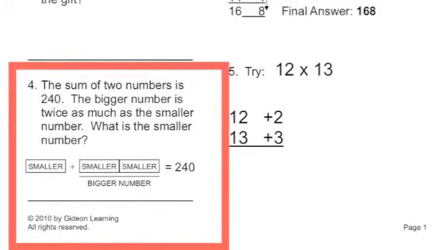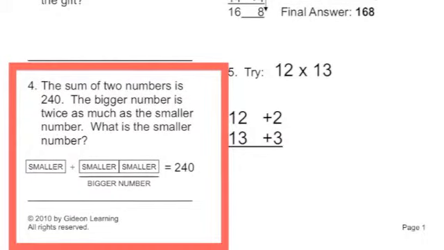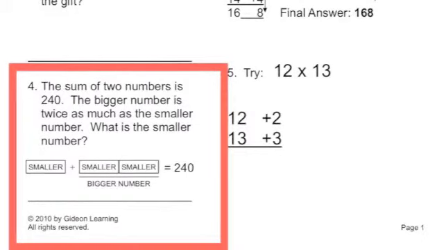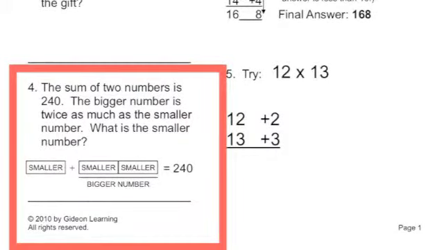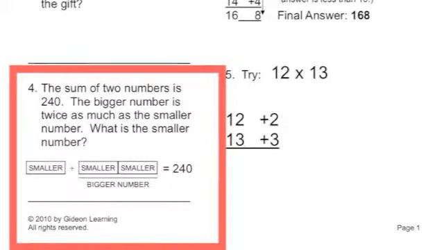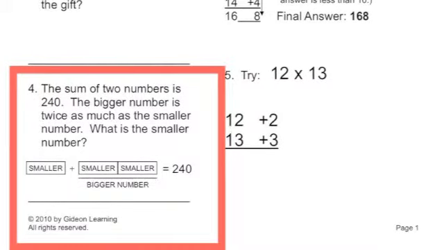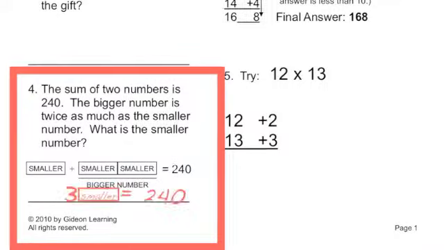So as you can see, we represent the smaller one in a little box there instead of x, because x is really a slightly higher concept than a younger child is capable of. Some children can do it, but most children need to see something physical. So instead of an x, we just put a small box, and we write the word smaller in there, so it represents the smaller number. The bigger number is twice as much, so we need two boxes to represent the bigger one. And since it's a sum, we put the addition in between.